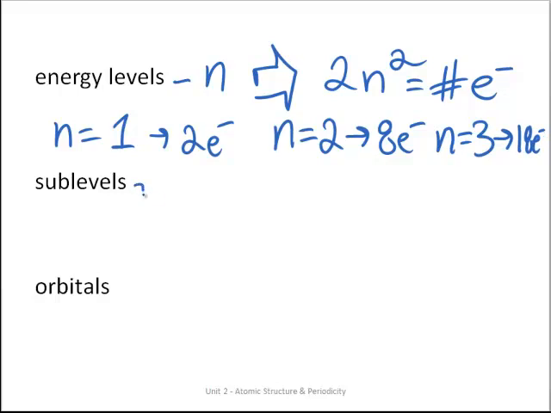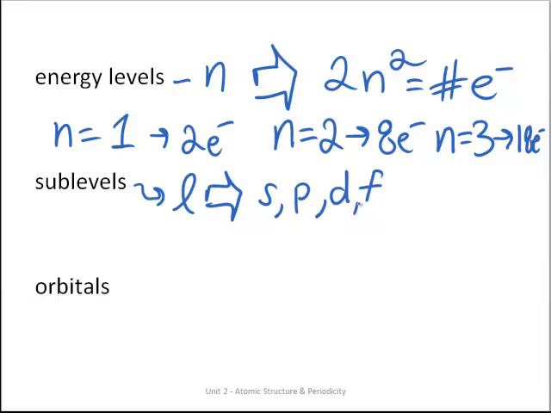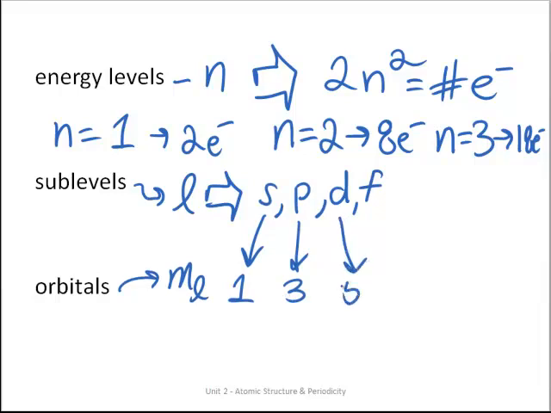Okay. Information about our sublevel. Remember, this is our l value, and those have letter designations s, p, d, and f, and those are the ones that we're going to use for electron configurations. And then information about the orbitals is m sub l within a sublevel. Remember that the s sublevel has one orbital. The p sublevel has 3 orbitals. d has 5, and f has 7, if you remember.